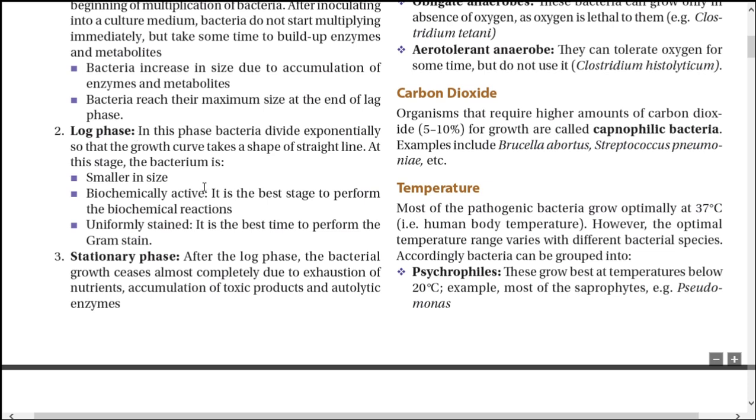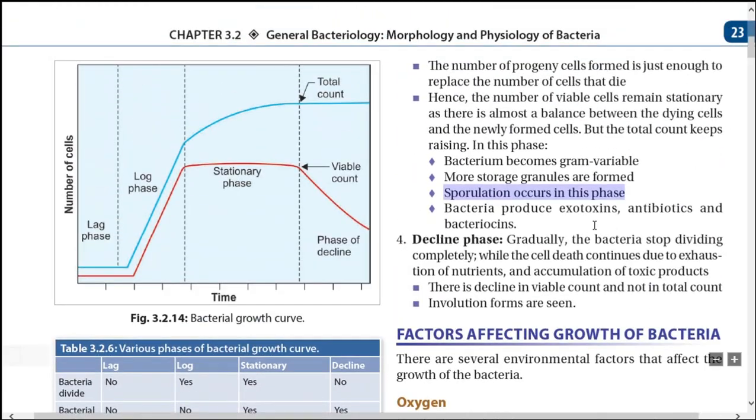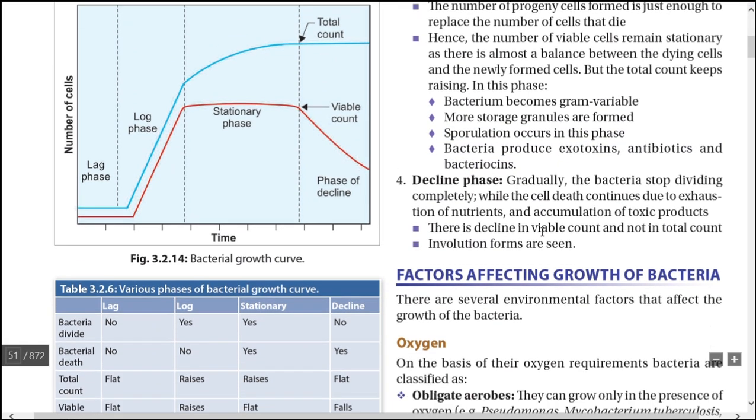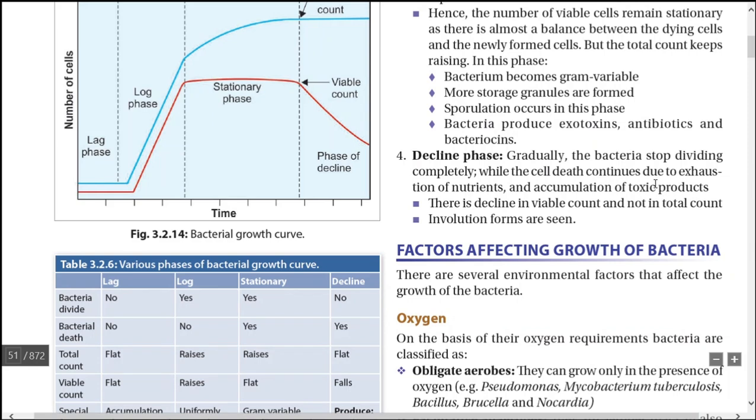In log phase, we have seen that the best stage to perform Gram staining is log phase. But here, sporulation occurs, and bacteria produce exotoxins, antibiotics, and bacteriocins; these four points are important. Decline phase means the bacteria stop dividing completely, so cell death will occur due to accumulation of toxic products.